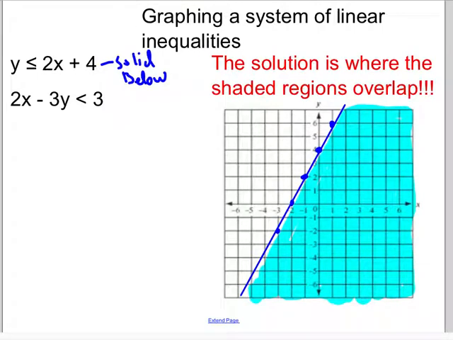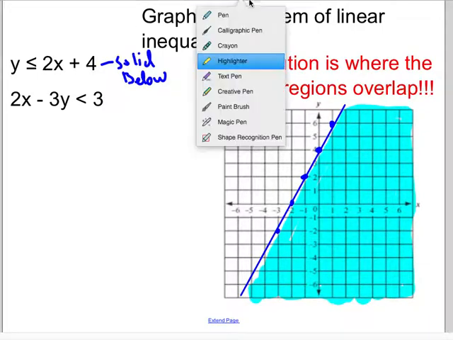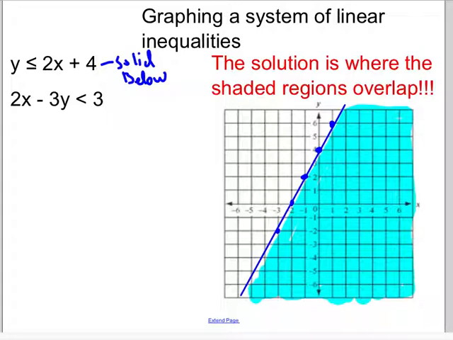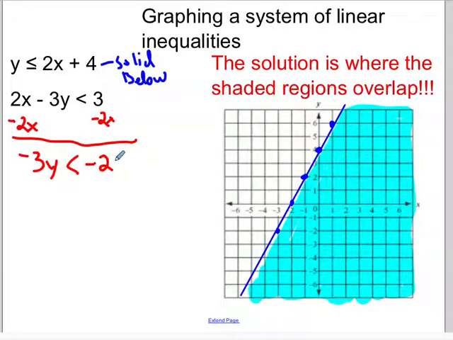Okay. Now, our second inequality, which is 2x minus 3y is less than 3, I'm going to solve for y. I'm going to do the work ahead of time. So we would subtract 2x from both sides. Negative 3y is less than negative 2x plus 3. We're going to divide both sides by negative 3 now. Hopefully solving for y is easier now.